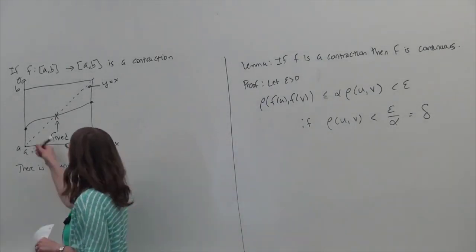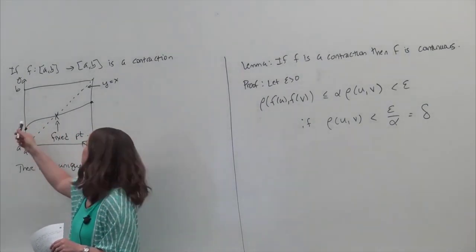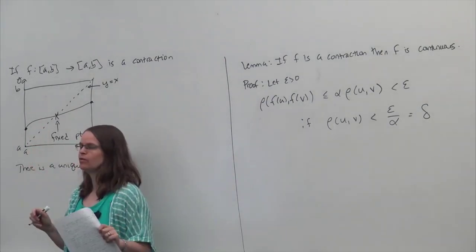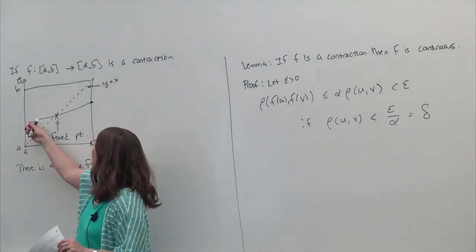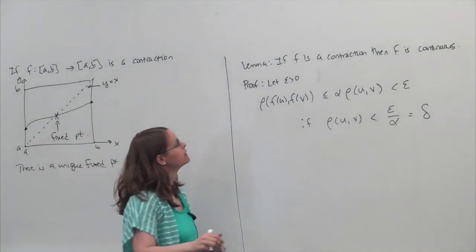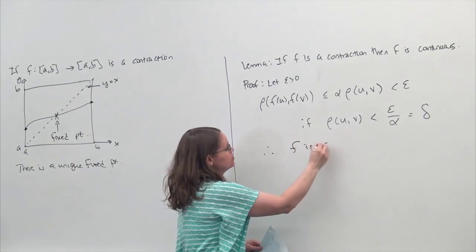And that means even in a more general metric space, this is still going to hold. You know, we start above the line y equals x, right? And we've got to cross it somewhere. We're going to stay in this same box. Okay, so f is continuous.